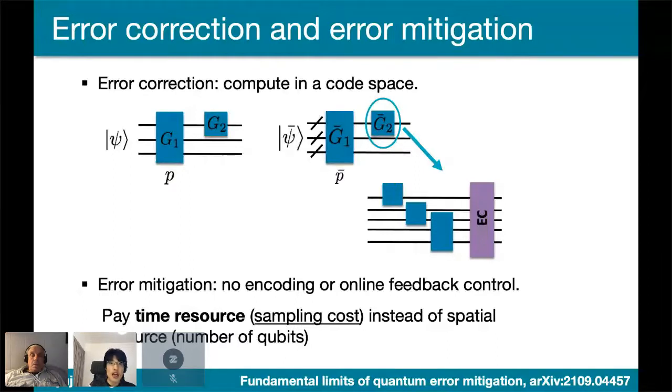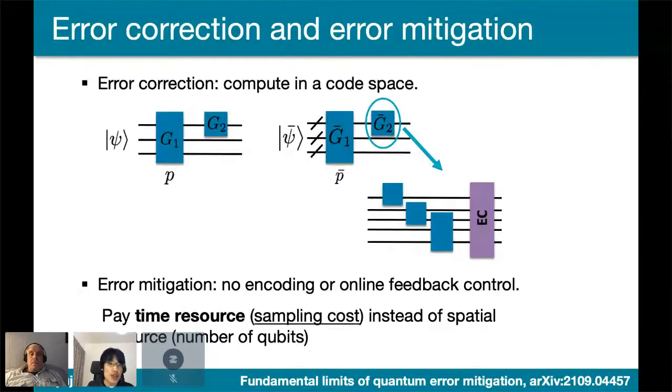By the way, this error correction procedure itself is also noisy. So this also serves as a very big source of noise. And that is why we need not only many qubits, but also very accurate gates.